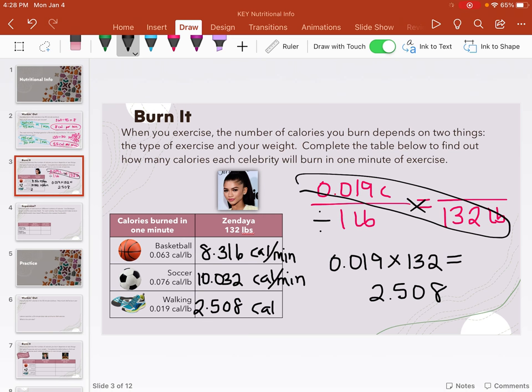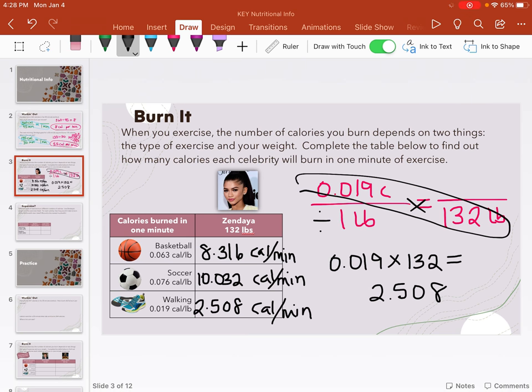2.508 calories per minute. Okay, so you can kind of see here, if she did 5 minutes of soccer, she'd burn off about 50 calories, things like that. So you can kind of see how it differs based on the person's original weight, how many calories they're going to burn. If you're a larger person, you're going to burn more calories because you have a bigger body that you're moving, right? So you can kind of see how this would differ for different people, which is pretty cool.